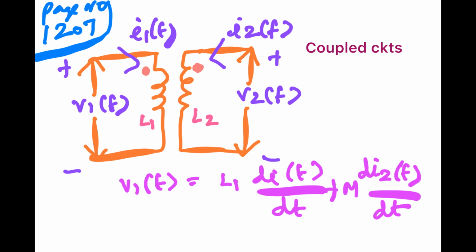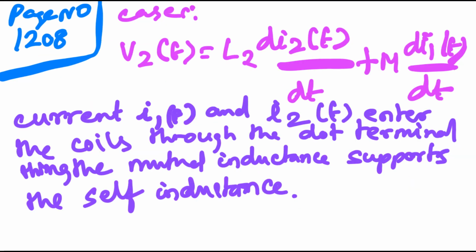V is the same, I is different. Case 1, v2(t) is L2 di2(t) divided by dt plus M di1(t) divided by dt. That is M12 or M21, the mutual inductance between coil 1 and coil 2. Currents i1(t) and i2(t) enter the coils through the dot terminals. The mutual inductance supports the self-inductance.